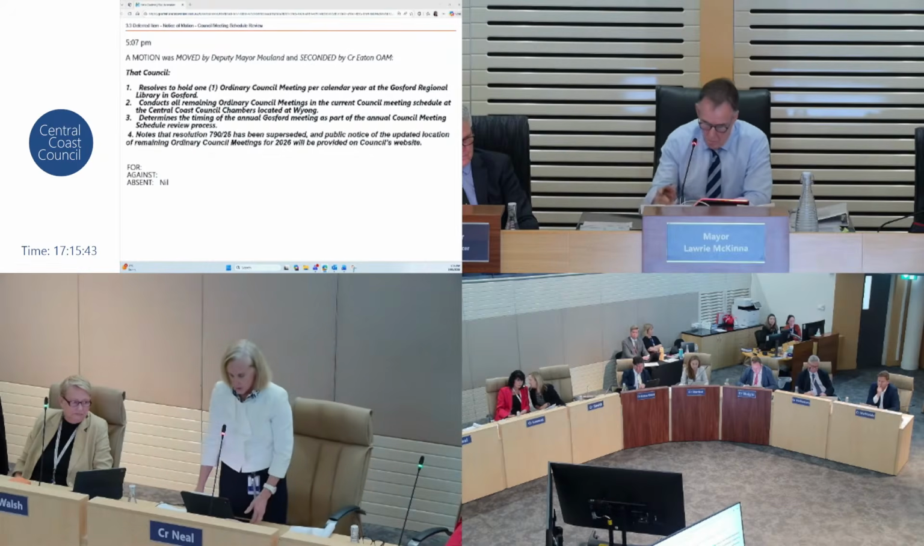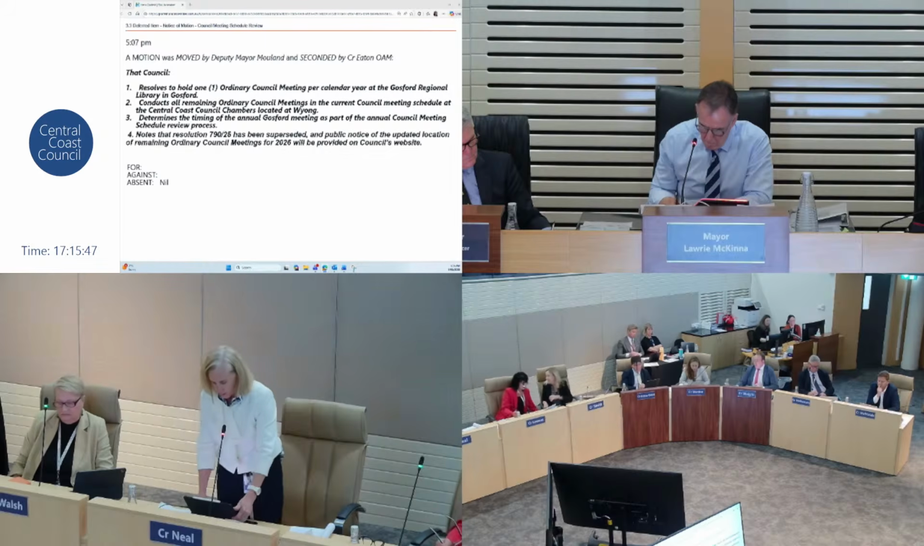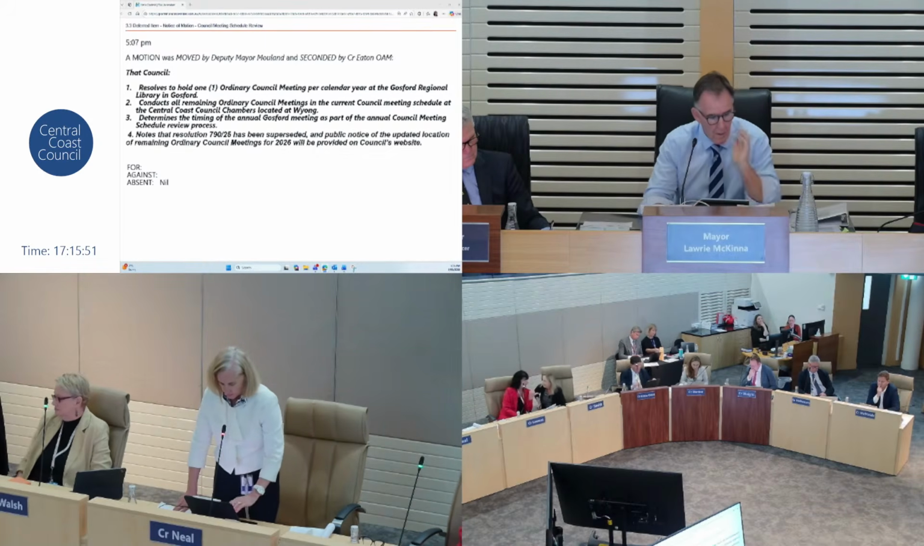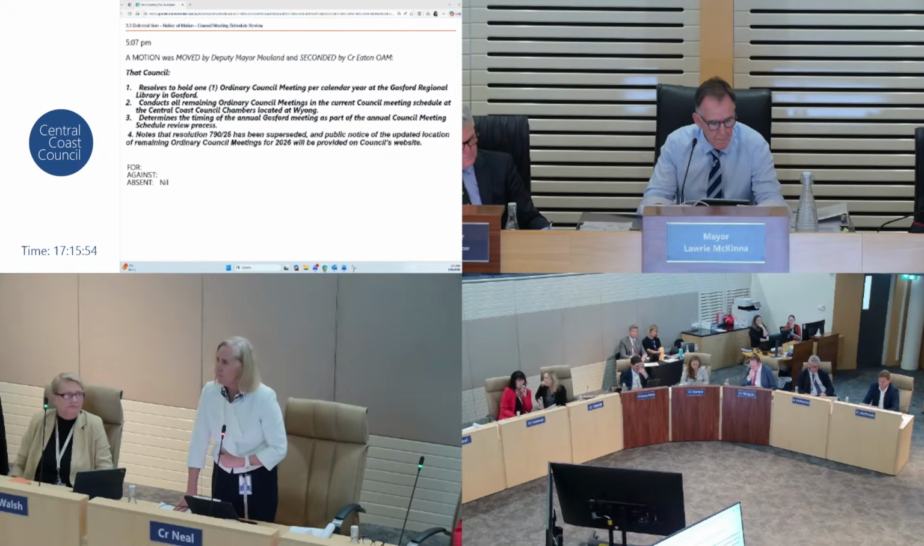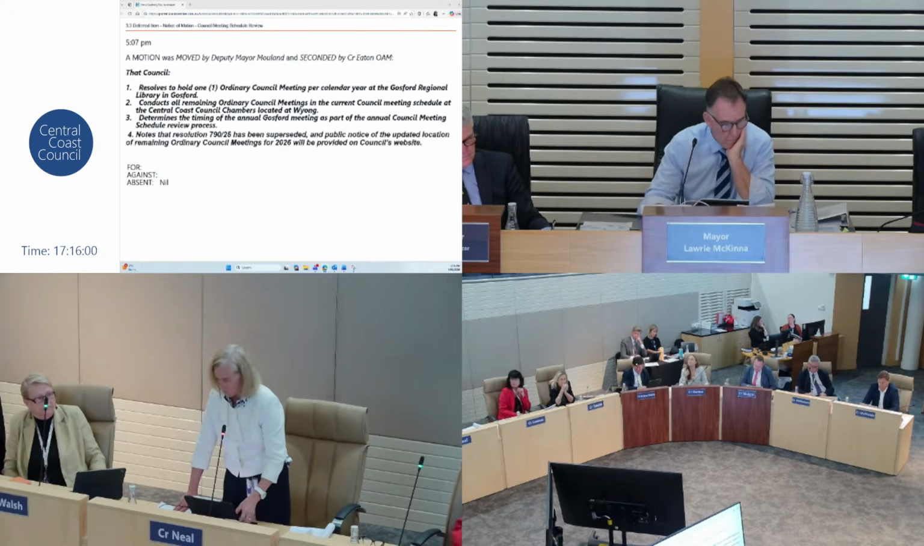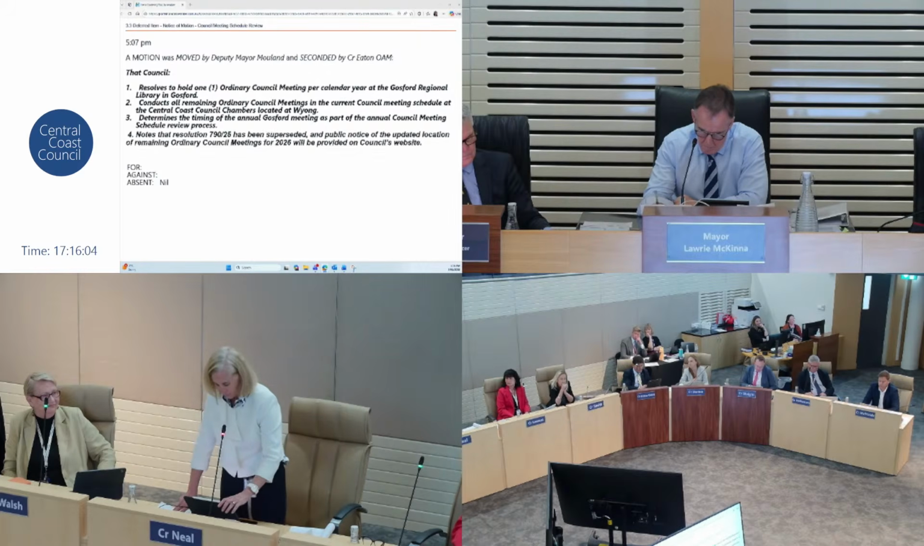Councillor Neal. Mr Mayor, I rise to oppose this motion, and for a range of reasons, particularly noting the benefits that we derive from the fantastic Gosford Library. A great building, something I'm very proud of. I think I've mentioned it before, but I might take the opportunity to mention it again.